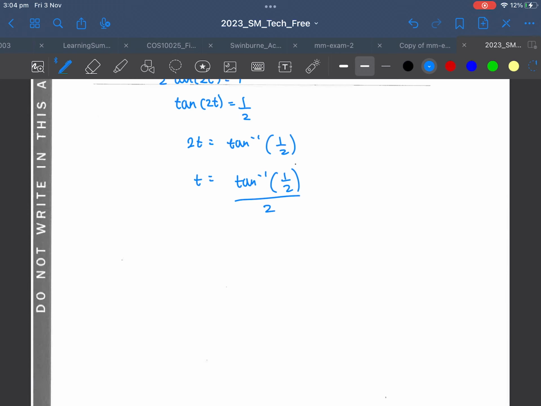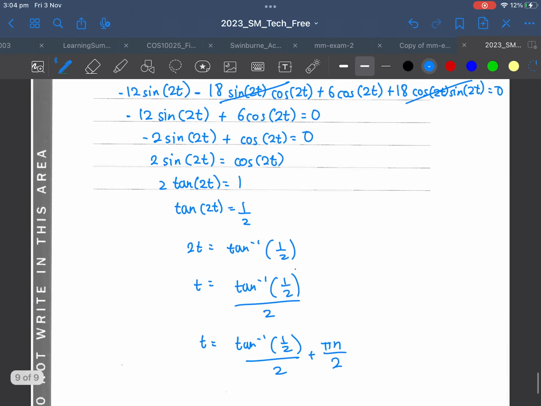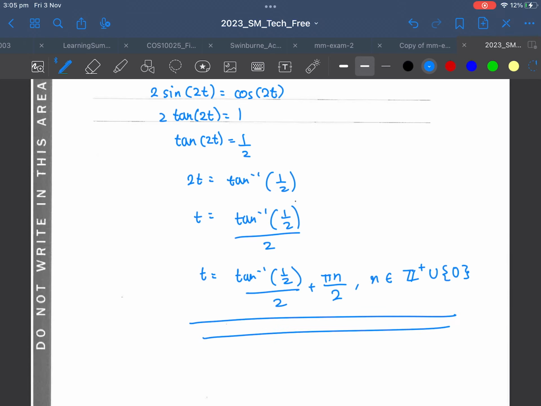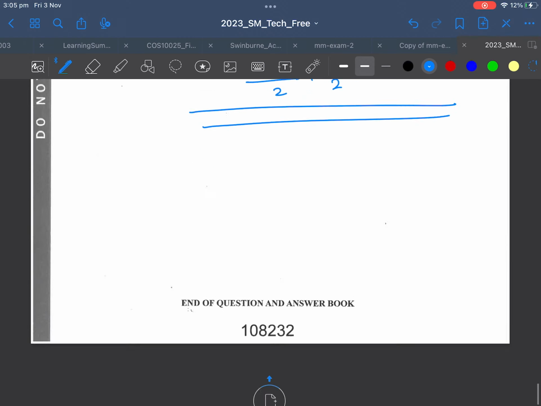Okay, I don't think we have any specific domain over here. So I'm just going to write a general solution: t equals (tan⁻¹(1/2))/2 plus πn/2, because that would be the period of tan(2t), where n includes all positive integers including 0. Okay, that should be the answer, and that's it.